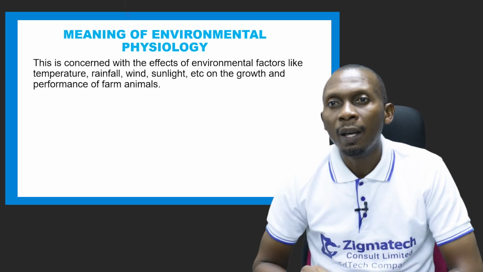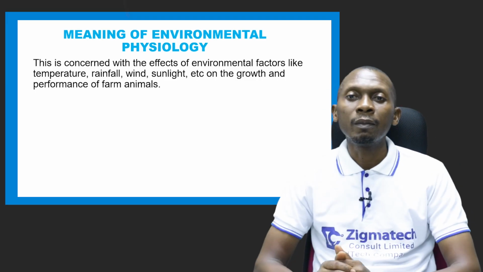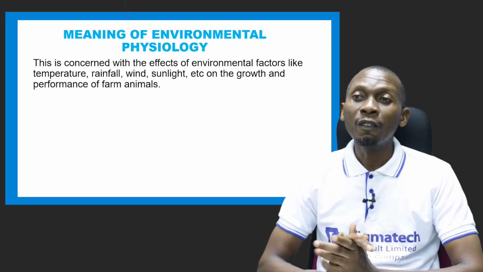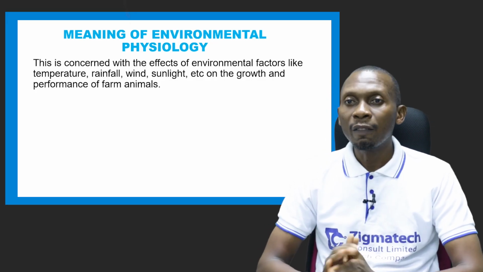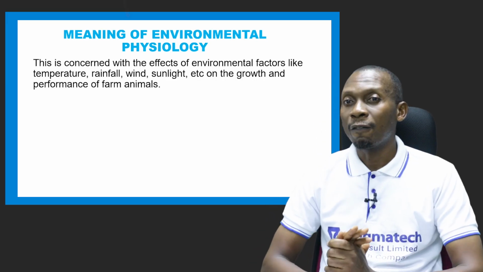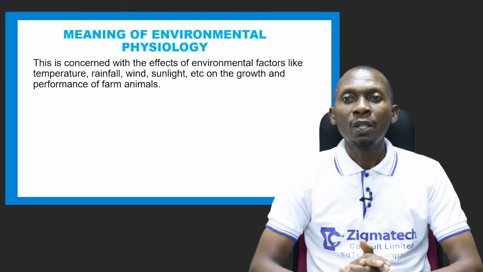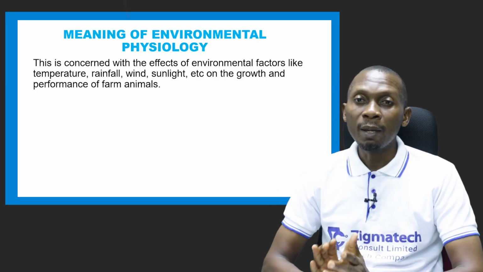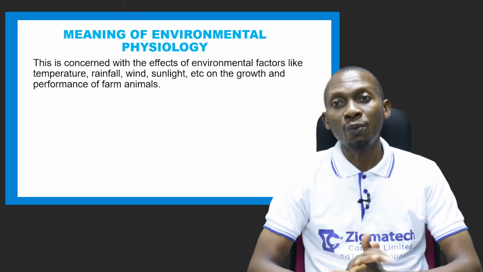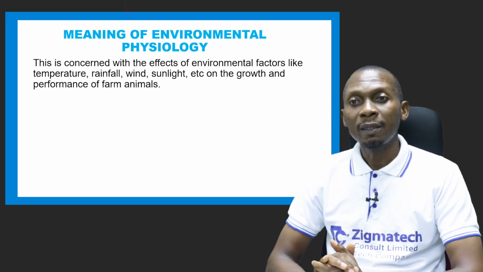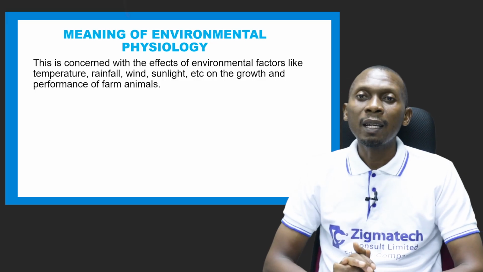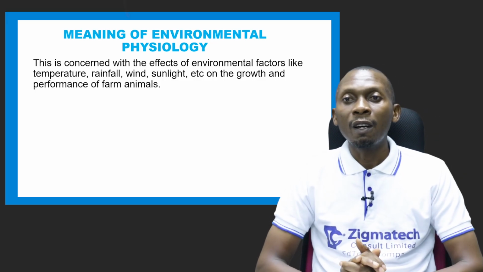Let's start with the meaning of environmental physiology. This is concerned with the effects of the environment or environmental factors like temperature, rainfall, wind, sunlight, etc., on the growth and performance of farm animals. So it will interest you to know that temperature does affect the performance of our farm animals, as well as rainfall, wind, and also sunlight, when we talk about light intensity. All of these can affect the performance of our farm animals.